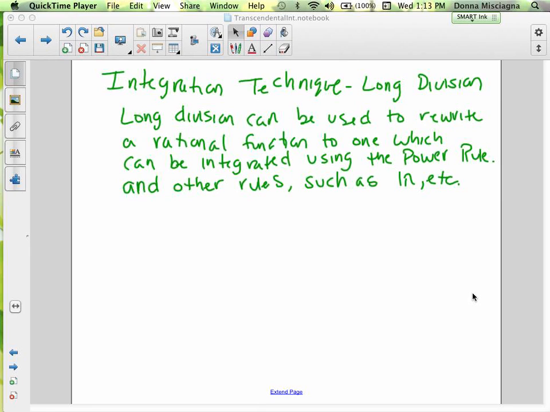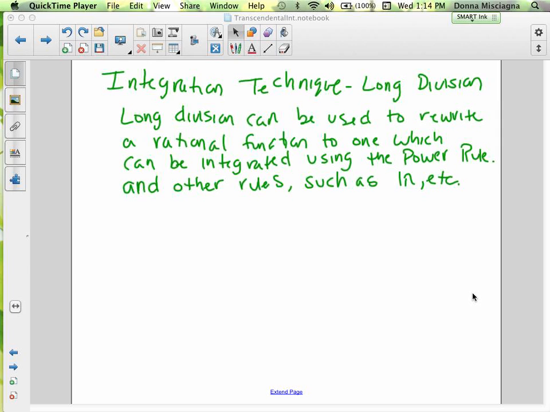Right? So you really can't deal with a quotient very well unless it happens to match the inverse trig integrals or match the integral for natural log, but otherwise a quotient is really hard to deal with. So we're going to use long division.